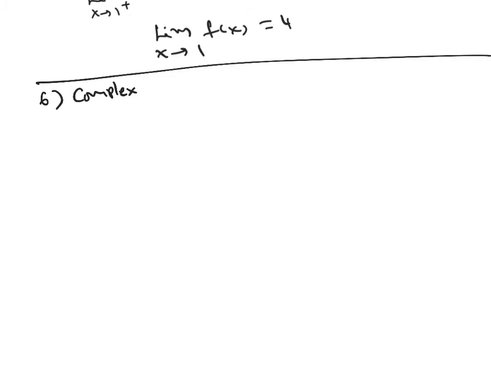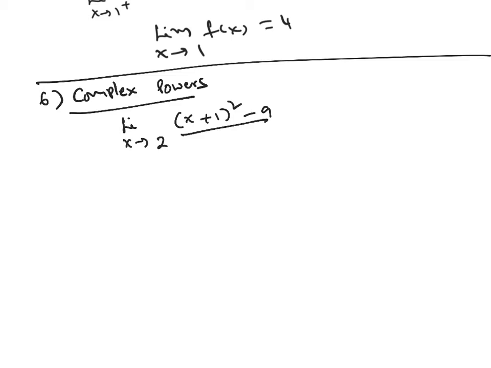Complex powers. This is not exactly complex powers, but we have something like this. Limit as x approaches 2 of (x plus 1) squared minus 9 over x minus 2. Of course, I plug in, I get 2 plus 1 squared minus 9 divided by 2 minus 2, indeterminate.